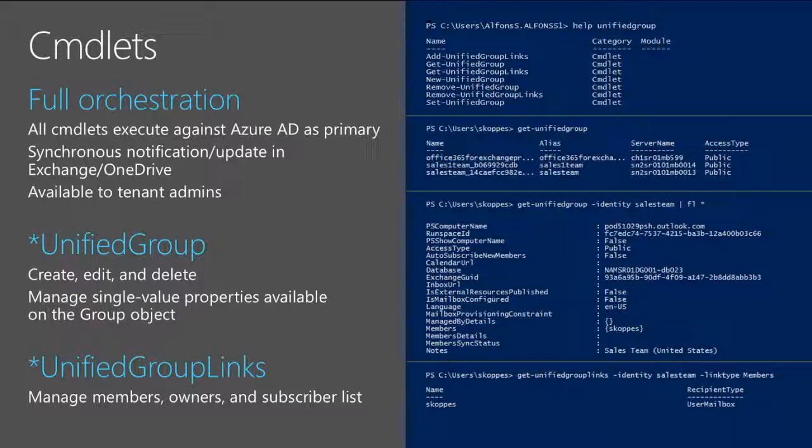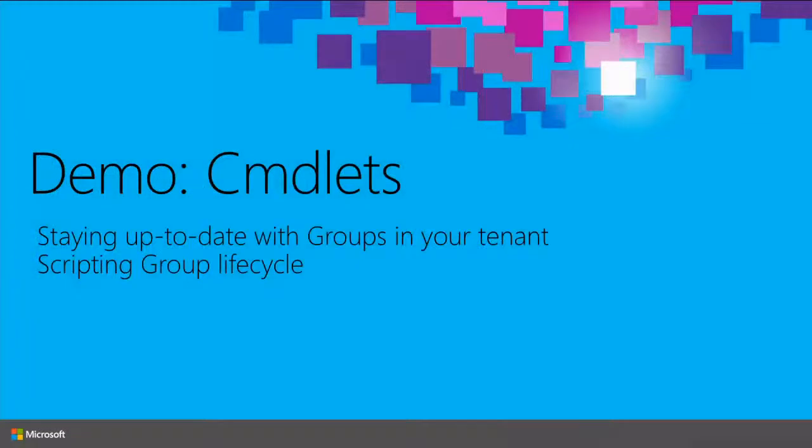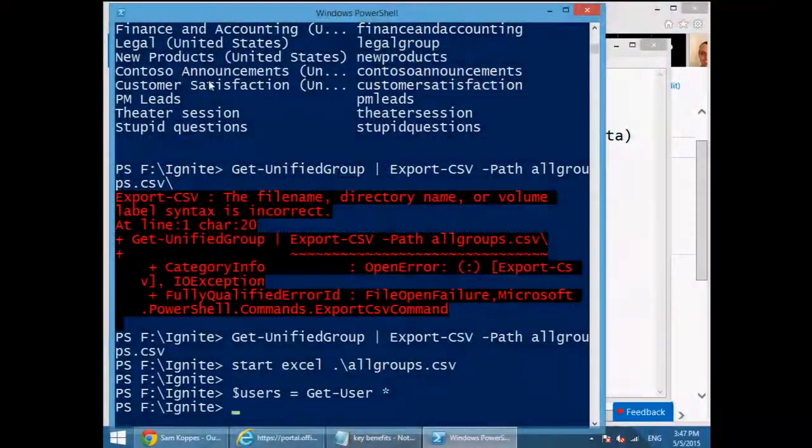Actually, let's see, do we have enough time? I think we have enough time. I'm going to show you one more cool thing you can do here. I'm going to show you how easy it is to script a group through the lifecycle and populate it with a list of users that represent all the users in your tenant. So let's create a variable that has a list of all the users. It's as easy as calling get user. So I've created $users, a variable that contains all of the users in the tenant.